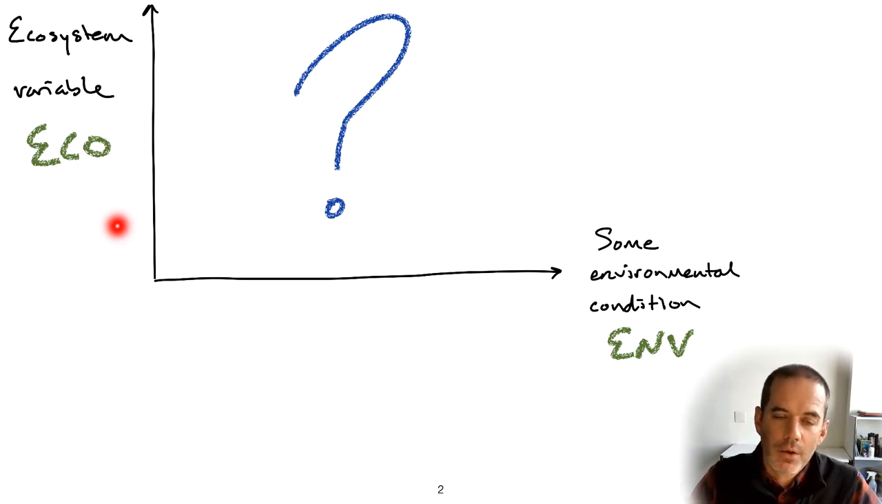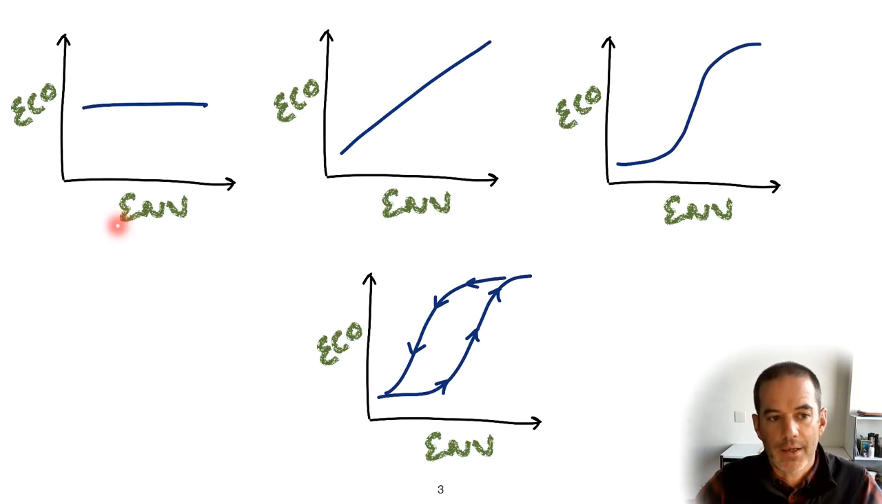I think this is so important because this relationship determines how the ecosystem responds to environmental change, and it is actually the relationship that underlies ecological stability. So when we talk about resilience or resistance or variability, it's actually the shape of this relationship that determines that stability. And so what can this relationship look like? Well, here are four examples.